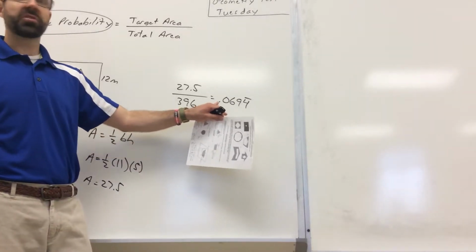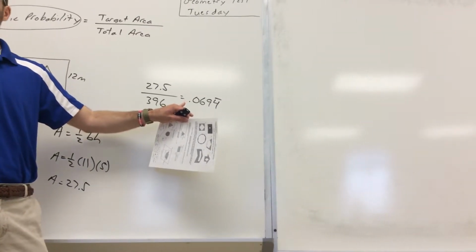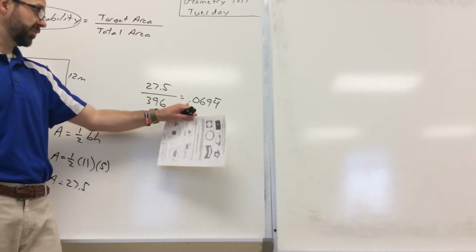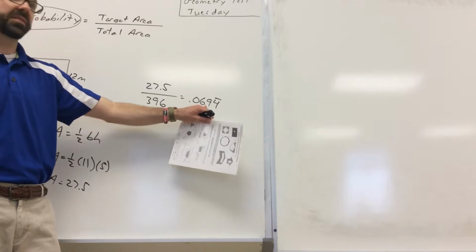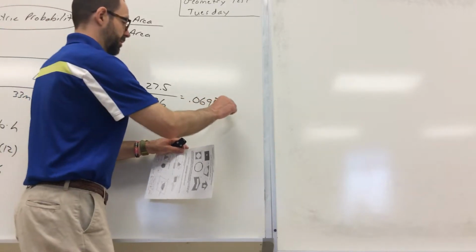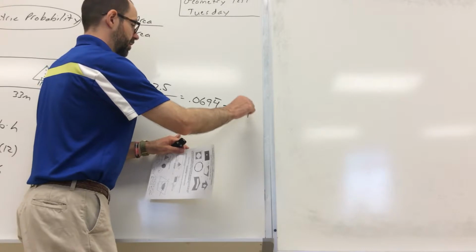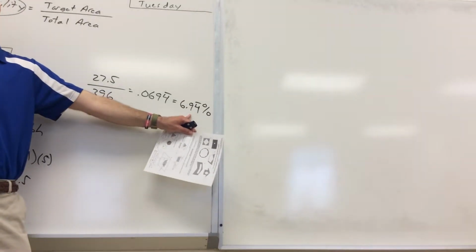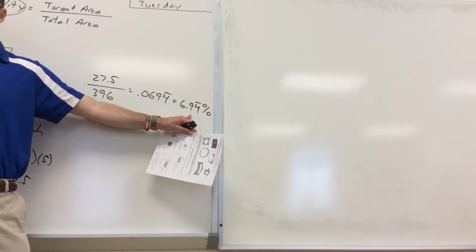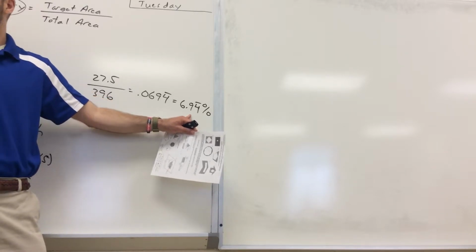And then sometimes you can turn it into a percent. The way you turn a decimal into a percent is you move the decimal 2 places. So past the 0, past the 6. So that would be 6.94%. So just to talk about it roughly, it's about a 7% chance.